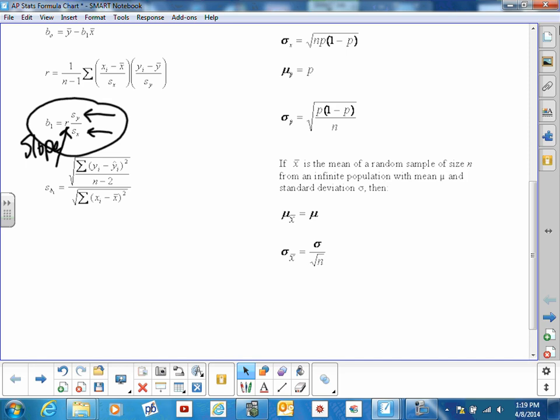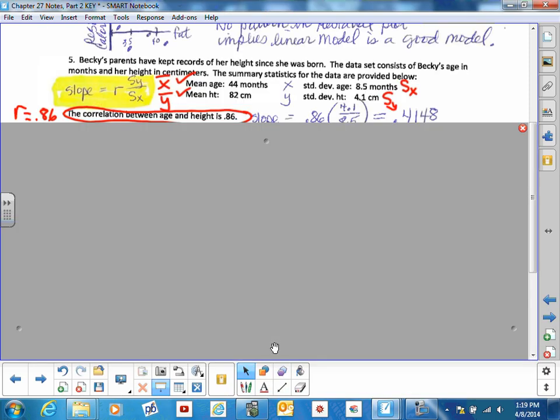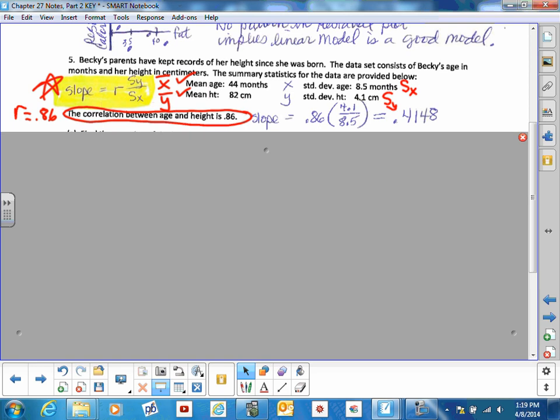Okay? So, whenever I look at this one right here, I'm going to use that formula, which is the slope. Right here, slope is standard deviation y over standard deviation x times the correlation. I have actually done that for you right here, and I have done the math, plugged it in. Here is the slope. All right.